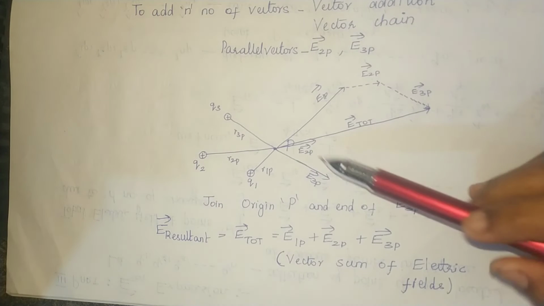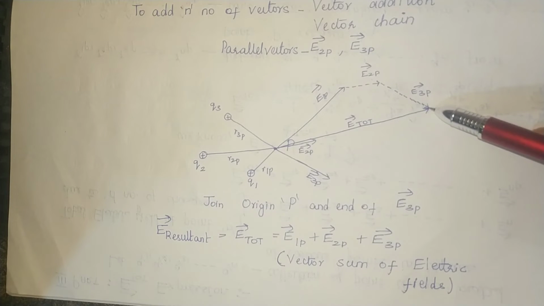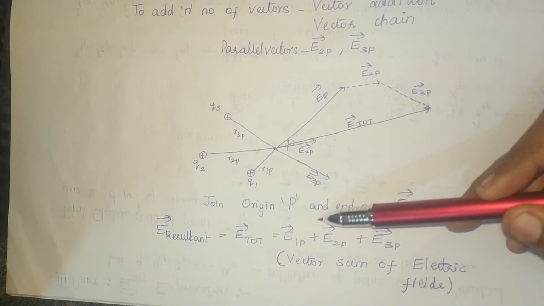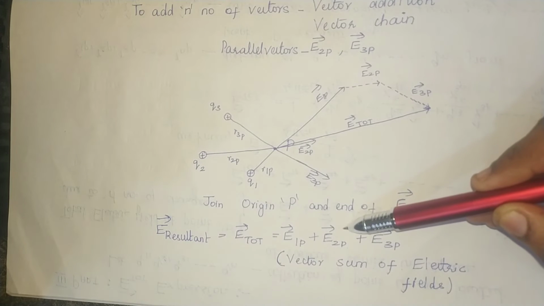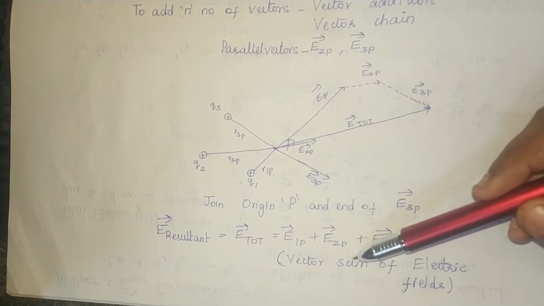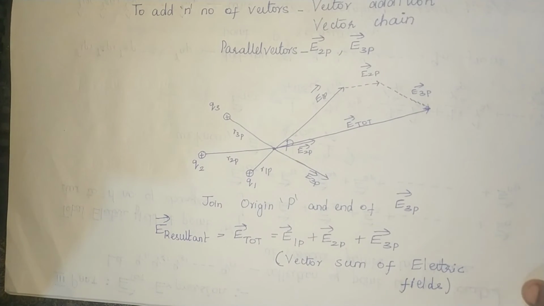Now we have to find the total of E1P, E2P and E3P. For this, from the origin P, we have to draw a line to the end of the E3P vector. What we get? The E resultant vector. E resultant is nothing but E total, that is equal to E1P vector plus E2P vector plus E3P vector. Nothing but the vector sum of the electric fields.